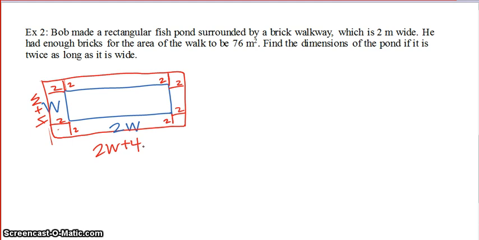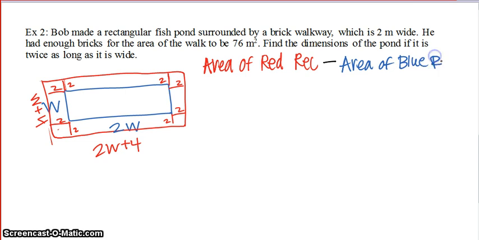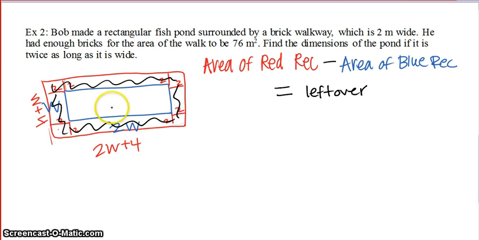So now, if you think about this, if we find the area of, I'm going to say, the red rectangle, and we subtract the area of the blue rectangle, which happens to be the pond, that is going to equal the leftover, which happens to be this part all right in here. Okay, because if you start with it and you take away what's inside, you're left with that area, and that's what we want. We know that that equals 76.